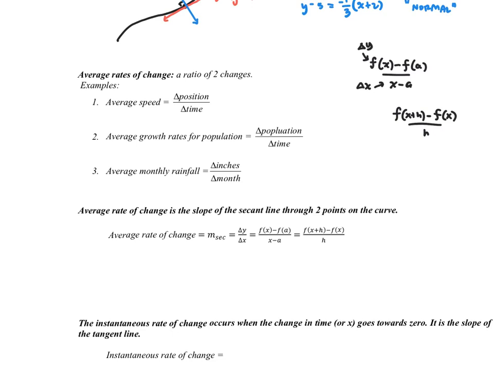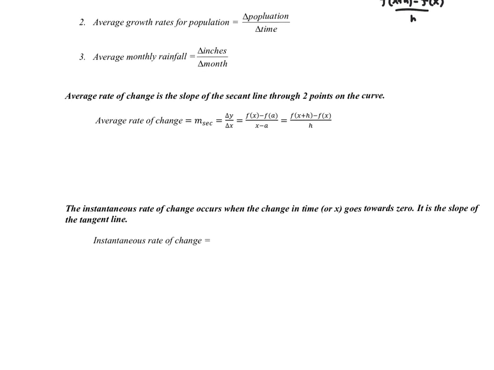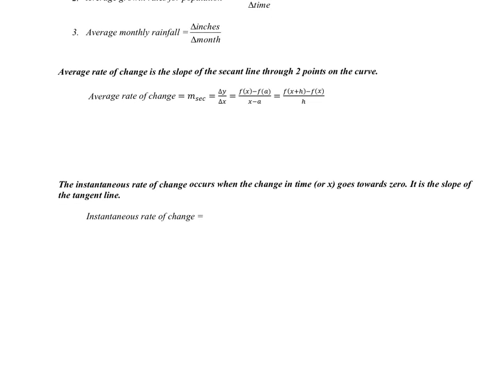But in order to calculate the average rate of change, you need 2 points. For example, in number 1, average speed would be change in position over change in time. Average growth rates for population would be population change over change in time. And an average monthly rainfall would be change in inches of rain over change in number of months. This should be review at this point. The average rate of change is the slope of the secant line through 2 points on a curve.